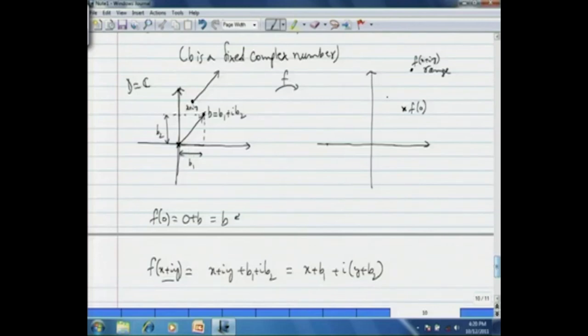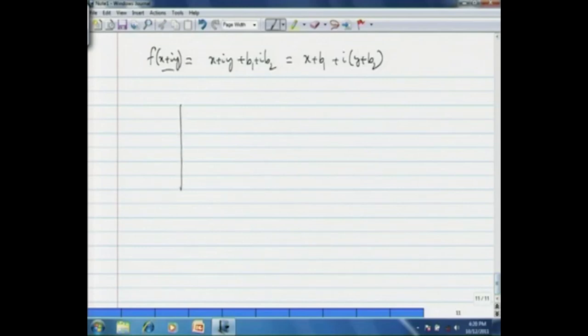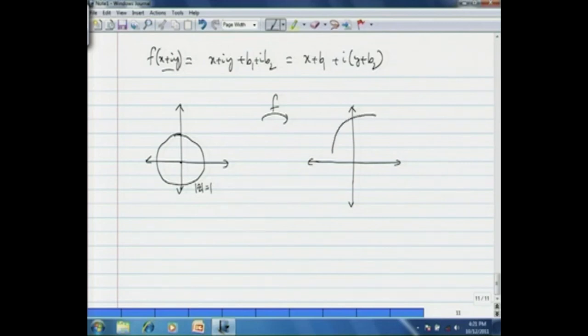If you in general consider any contour, let me draw another picture. Here is a picture for the domain and here is a picture for the range. Generalizing what we have done, if you take any contour, let us say a circle of unit radius, a circle of radius 1 centered at 0, so modulus of z equals 1, the image of this circle under the given function is essentially the translation of this circle by b units. So, this circle moves to a position like that, where we saw that.